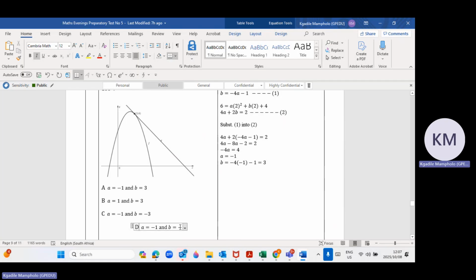So here I can just put a different answer here. Say 4. Then we're done. Then our correct answer in this case will be A.